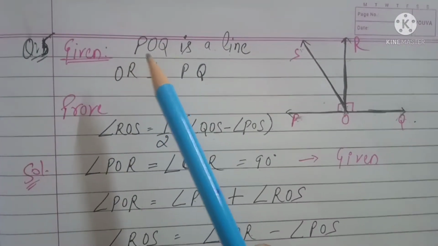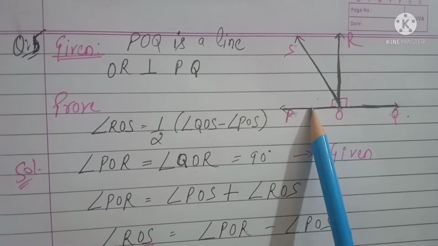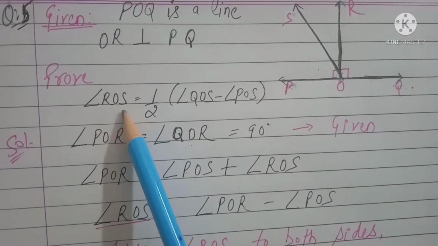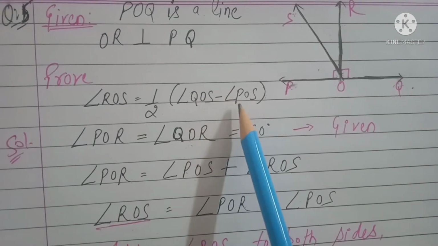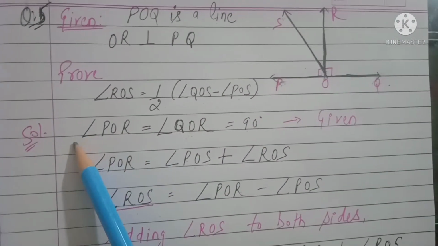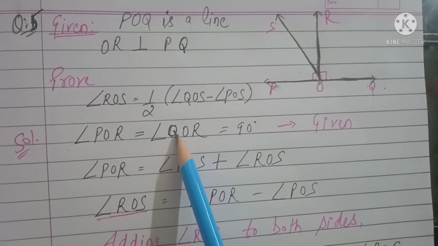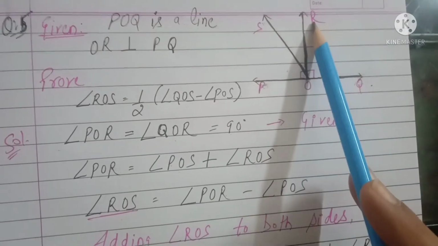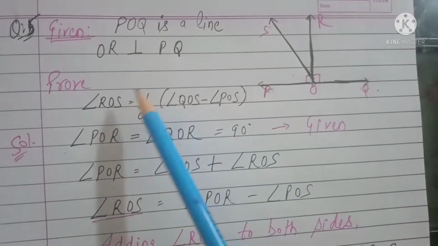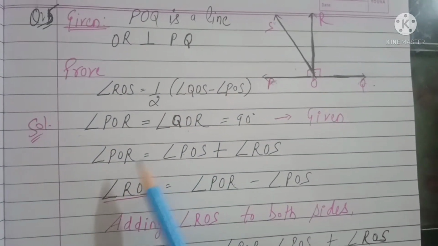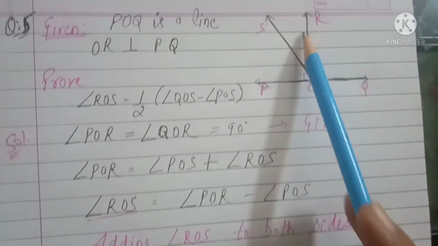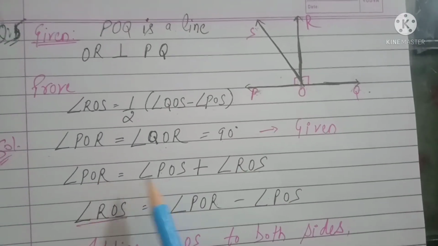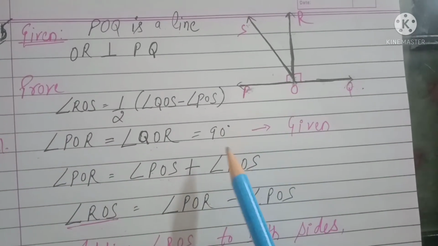Question 5. What is given? POQ is a line. OR is perpendicular to PQ. We have to prove angle ROS is half of angle QOS minus angle POS. Solution. Angle POR and QOR are equal to 90 degrees because OR is perpendicular to PQ. Now, as angle POR is the sum of these two angles, we can write angle POR is equal to angle POS plus angle ROS.